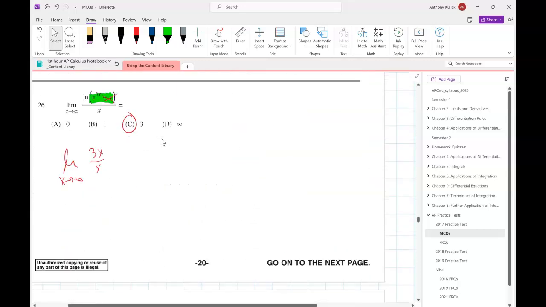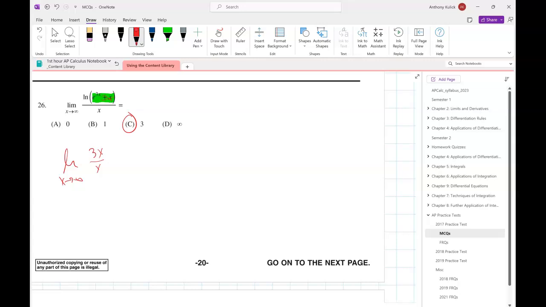26. Yeah, so the idea here on 26 is I wanted to try to do this without having to do L'Hopital. You could L'Hopital it. It's not terrible. But to do this as a 10-second problem, I look at the inside of the natural log and I go, okay, I have an exponential and a linear piece. In comparison, the exponential is growing so much faster that the linear piece doesn't really matter, right?